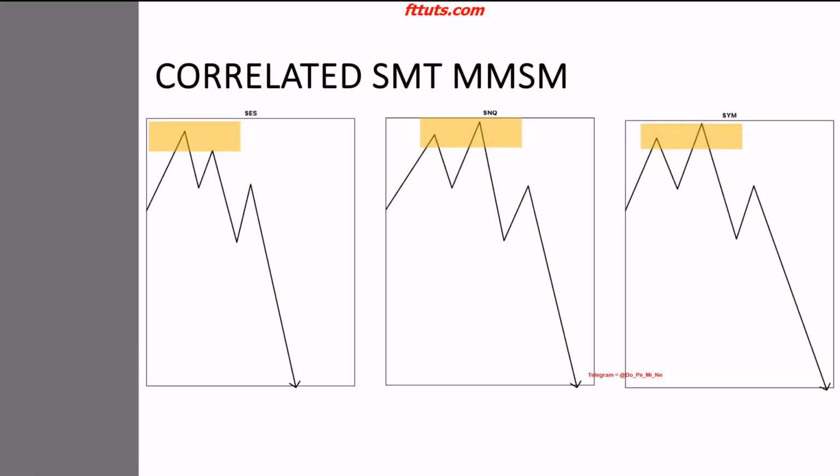For correlated markets, an SMT looks like the following. A cracking correlation within a market maker sell model. What we see is that ES trades into its respective point of interest, creates a high, followed by a lower high. Nasdaq creates a high, followed by a higher high. And the Dow Jones creates a high, followed by a higher high.